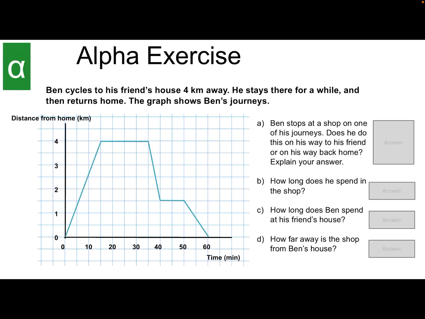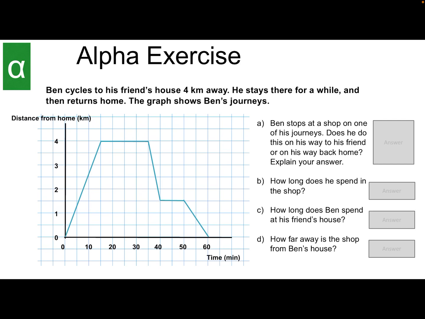Okay, right, stop your video and have a go at this question here. Okay, Ben cycles to his friend's house 4 kilometres away. He stays there for a while and then returns home. The graph shows Ben's journey. Ben stops at a shop on one of his journeys. Does he do this on his way to his friend or on his way back home?